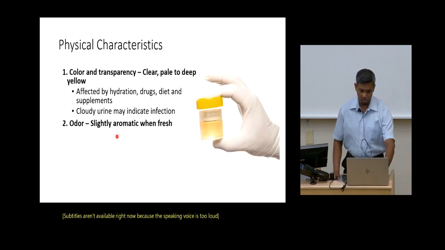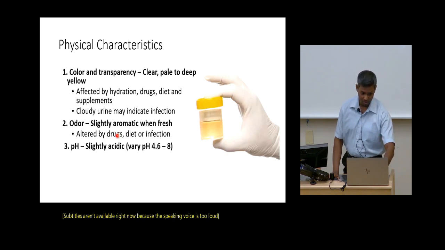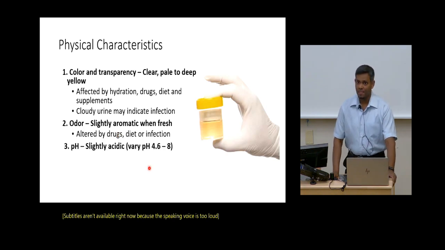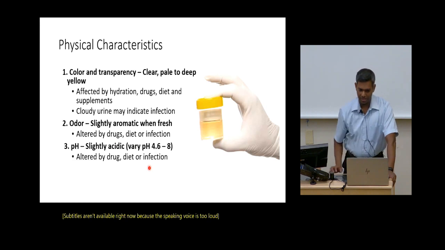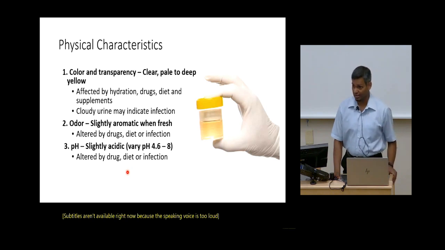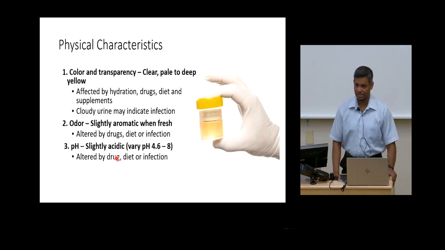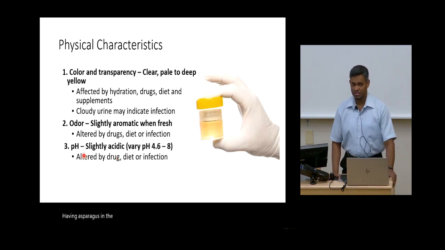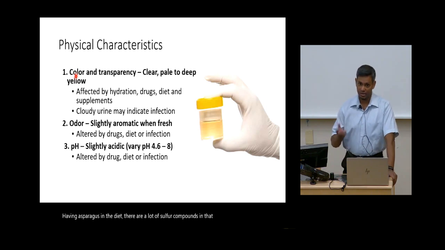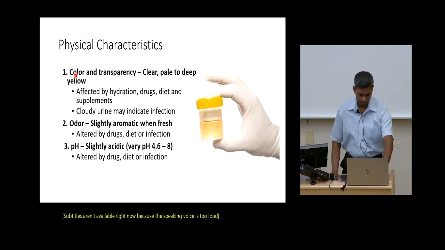Notice that the odor should be aromatic when it's fresh, and also the pH is slightly acidic. But notice that both the odor and the pH can be affected by drugs, diet, and infection as well. For example, just drinking coffee can change the odor of urine. Or another example is having asparagus in the diet. There are a lot of sulfurous compounds, and that can lead to a very distinct odor of urine as well.